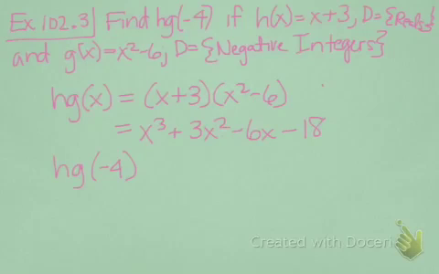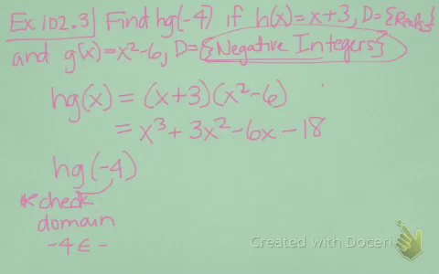Now we check our domain, hg of negative 4. We have reals and negative integers. What they have in common is negative integers. So negative 4 is an element of negative integers, so we can go on.